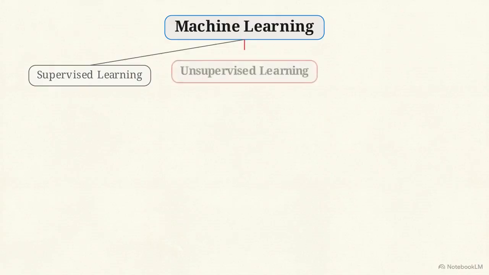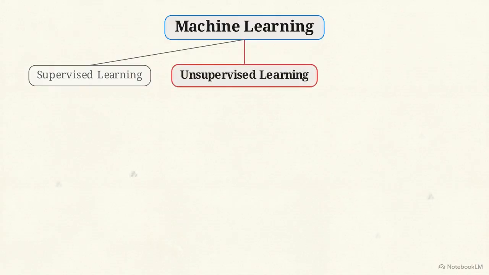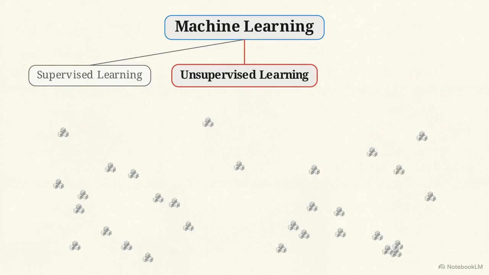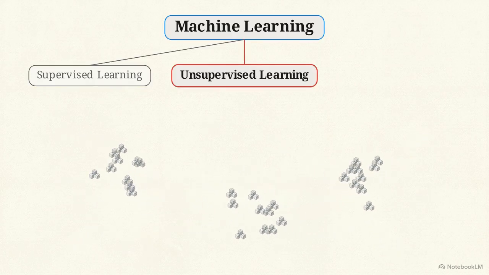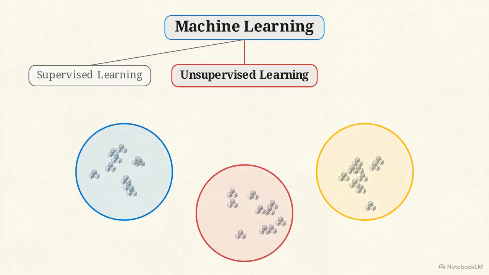The second way is unsupervised learning. Here, we give the computer data with no labels at all. The computer looks at the raw information and discovers its own patterns. It might notice that a group of customers all buy similar products at the same time, even if we never told it what to look for.